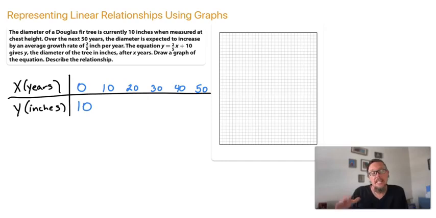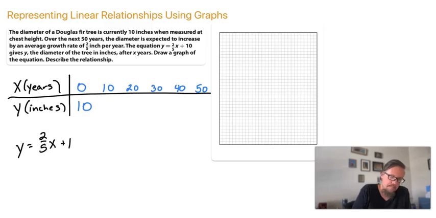So what we're going to do is take each one of these points, 10, 20, 30, 40, 50, and plug them into our equation, y equals 2/5 x plus 10. We take each one of these values we have chosen for x and substitute them for x in the equation and see what y is. Okay, so let's start off with 10. So we do 2/5 multiplied by 10.